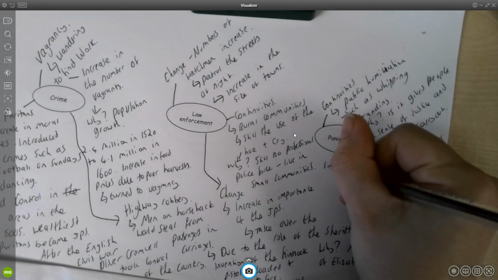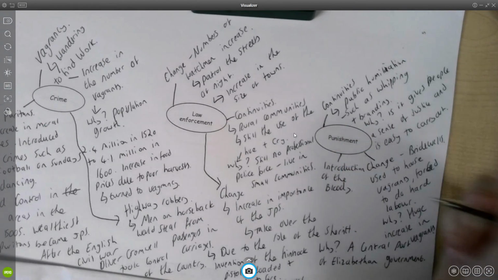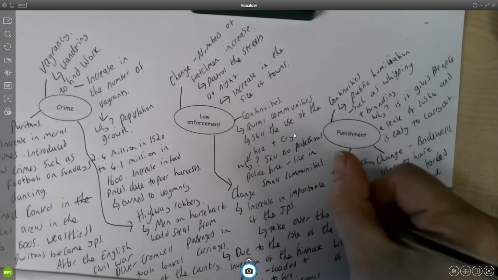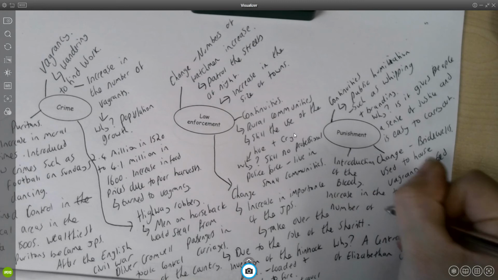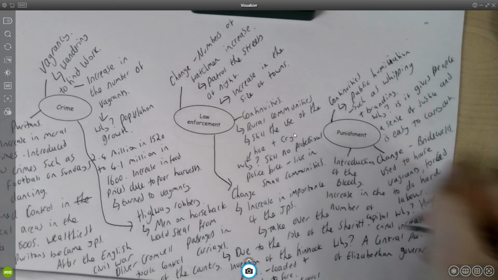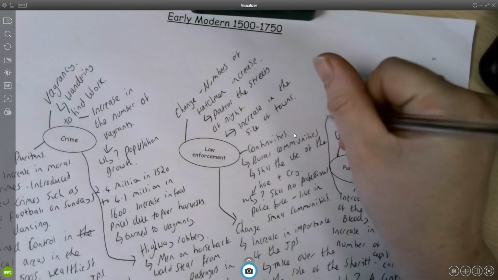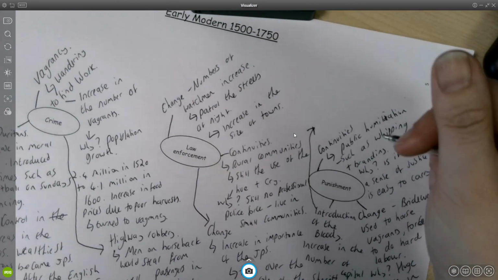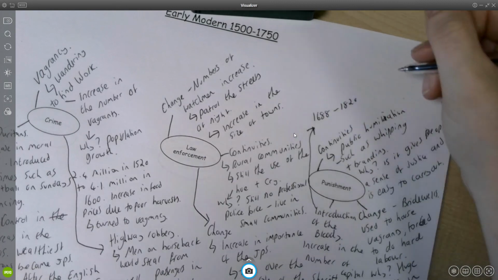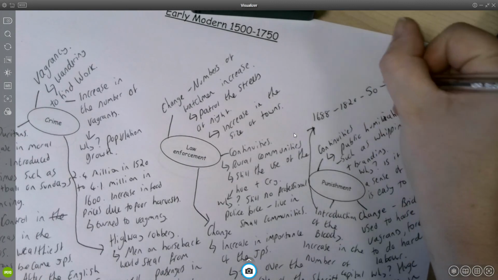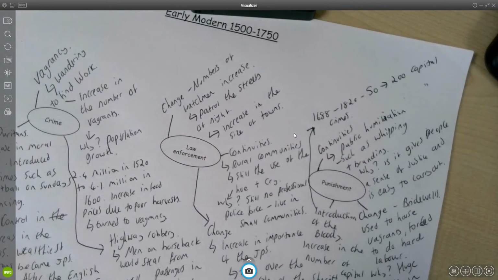You also get during this time the introduction of the Bloody Code. And this is where there is an increase in the number of capital crimes. Just going to move up into this space up here. So between 1688 and 1820, the number of capital crimes went from 50 to 200. So a lot more crimes that you can get the death penalty for.